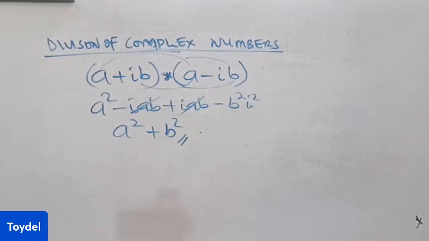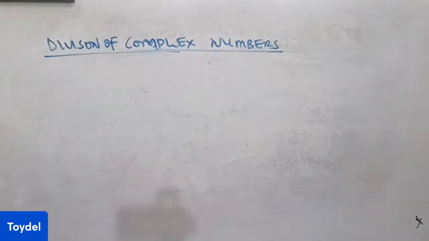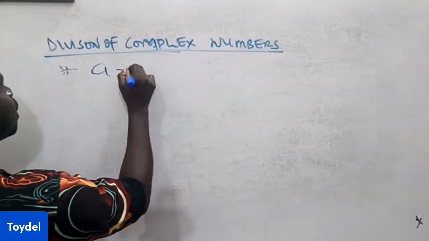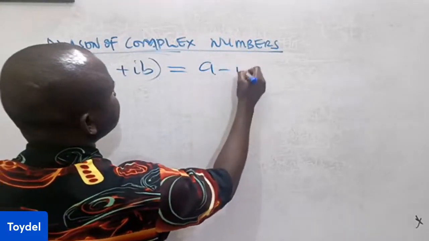So let's take note that if you use a complex number to multiply its conjugate, we are going to get a real number at the end of the day. So the knowledge of conjugates will be required under division of complex numbers. If this is a complex number, its conjugate is given as A minus iB.